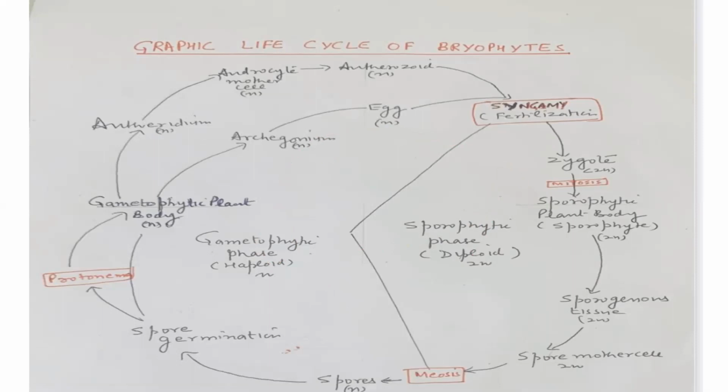And if their morphology is different, this is called heteromorphic. If their morphology is the same, this is called homomorphic alternation of generations.